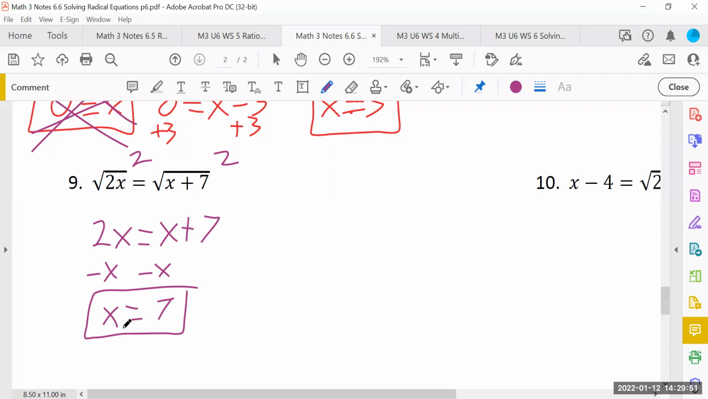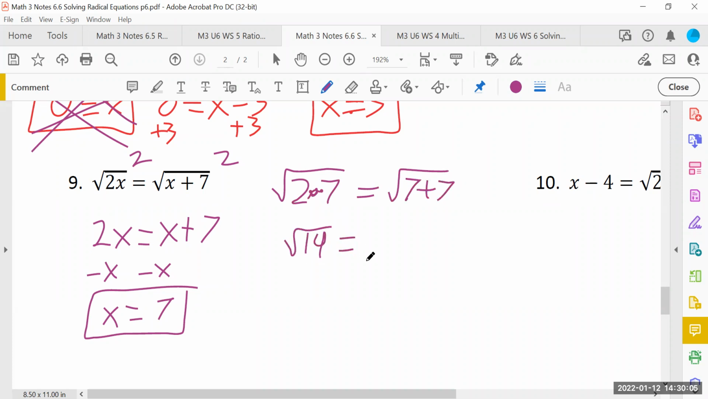Now I should plug it in and check. The square root of 2 times 7 is supposed to equal the square root of 7 plus 7. Yeah, square root of 14 equals the square root of 14. We're good on that one.